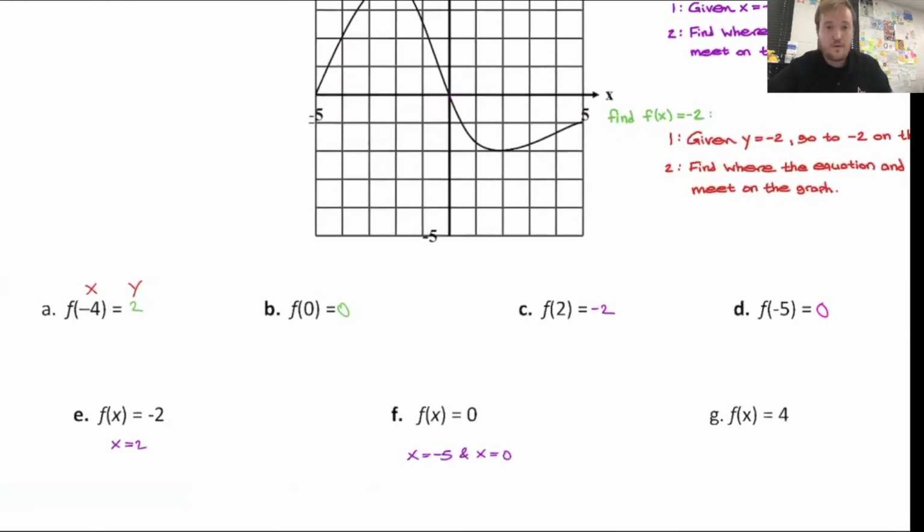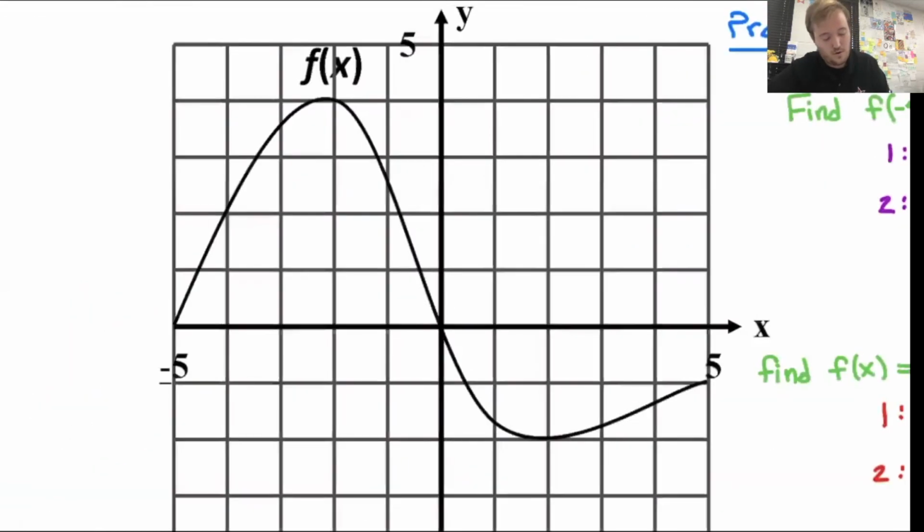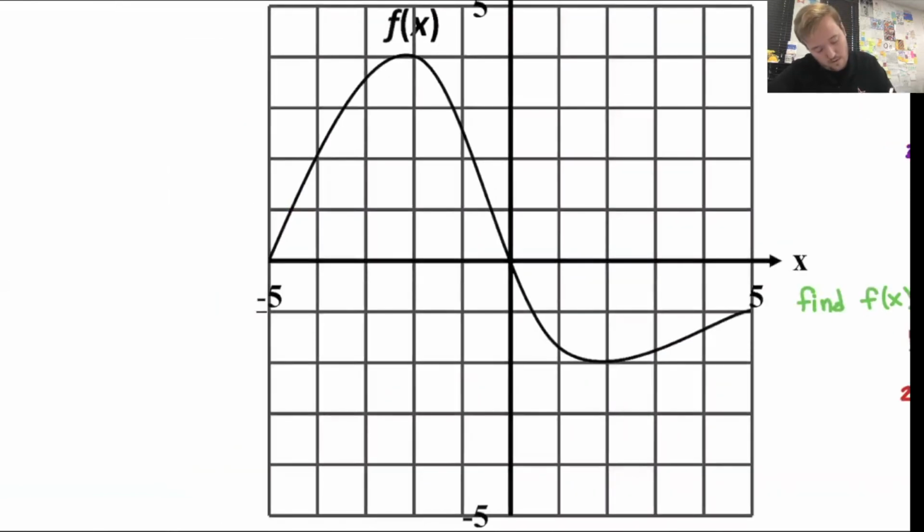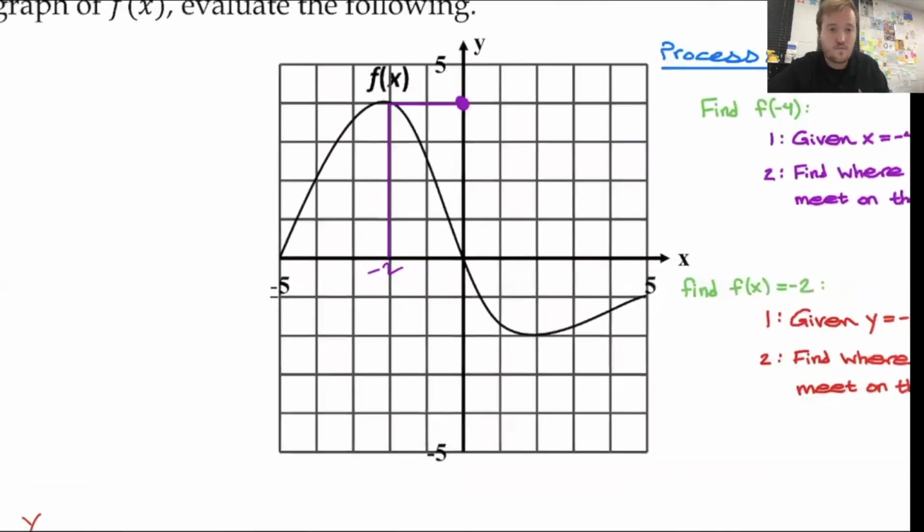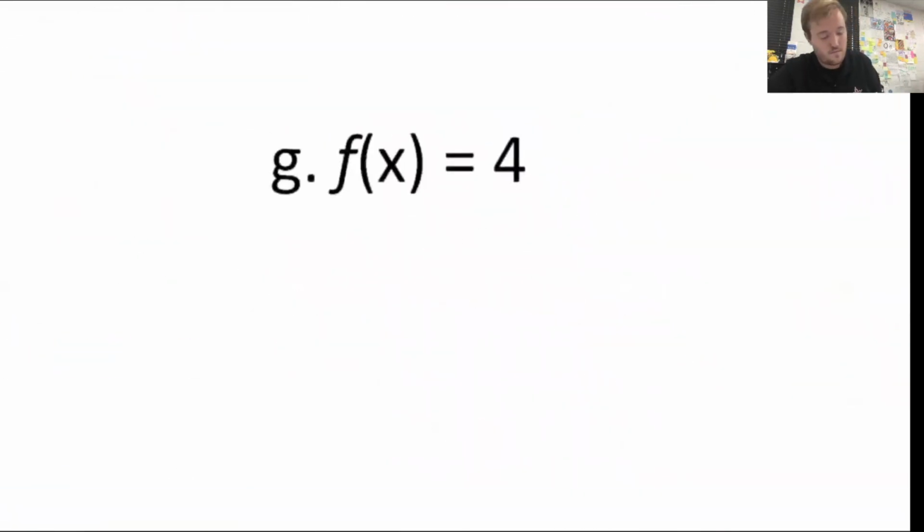All right, and now we want to find when it's equal to 4. On the y-axis, I'm going to go up to 4, and I want to find where, so I'm going to go over here. I know it's a little bit off, but it's all right. That corresponding x value would be -2. So x is equal to -2.